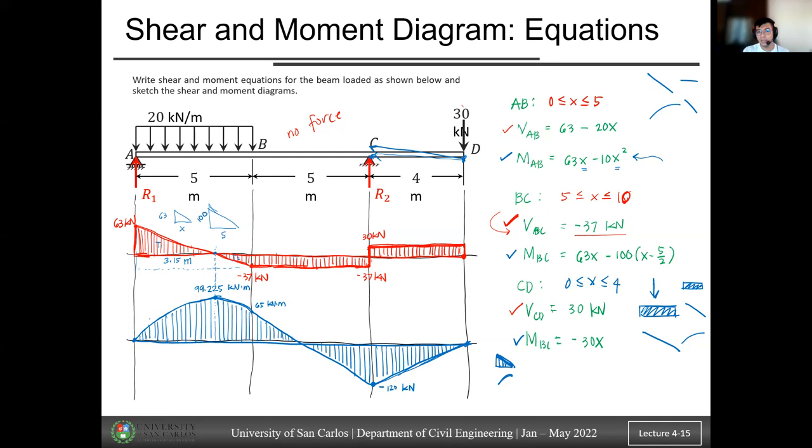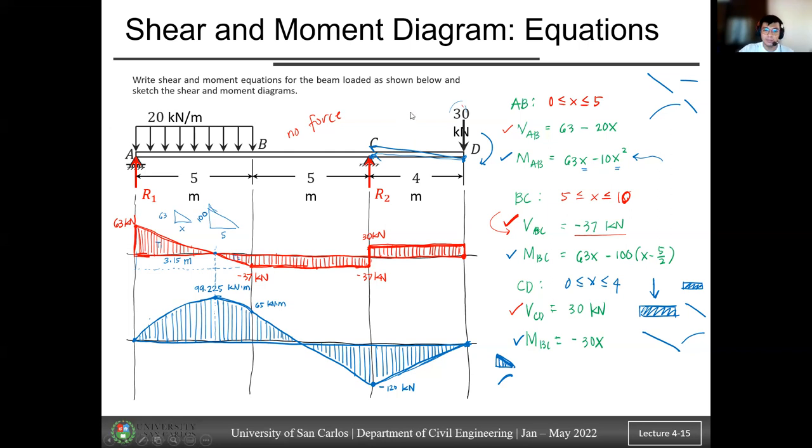Unless there is an external moment in the problem. But again, the figure doesn't have any external moment. So meaning the last portion would be zero. So earlier there was an external load of 30. That's why it is 30 at C, then straight towards D, 30 in the shear diagram. Then it goes down from 30 towards 0 because we have an external load of 30.